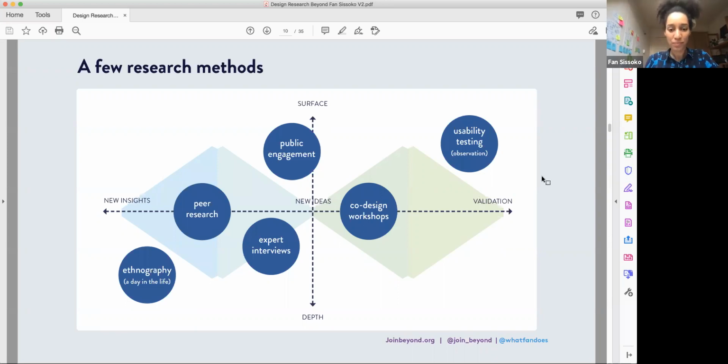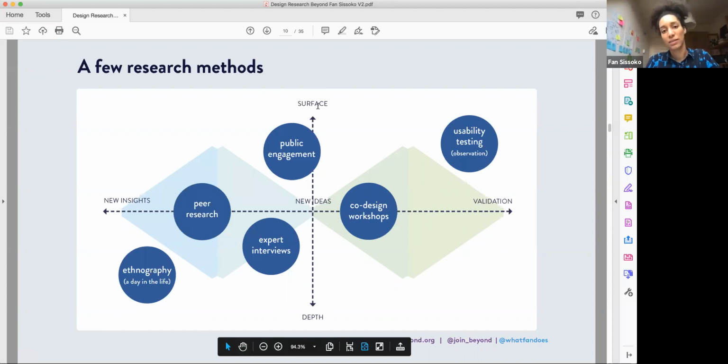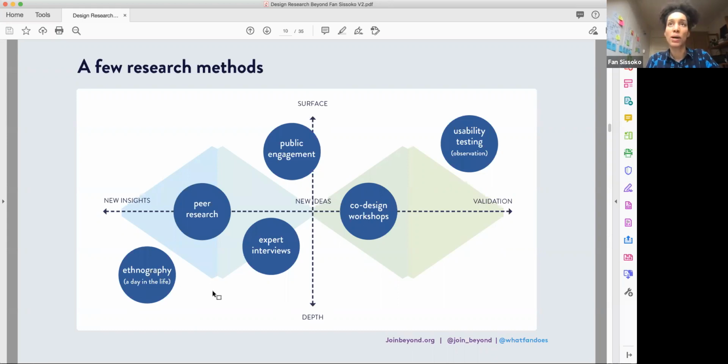So it's less about getting new insights, and more about refining your ideas and validating the directions you're going into. And then I've also mapped them according to whether they give you a lot of depth or whether they remain at the surface. The ones towards the bottom tend to go quite deep and give you quite rich and granular insights, while the ones at the top, you can reach a lot more people and you can see trends and patterns, but you won't always be able to understand the why behind the trend that you're seeing.